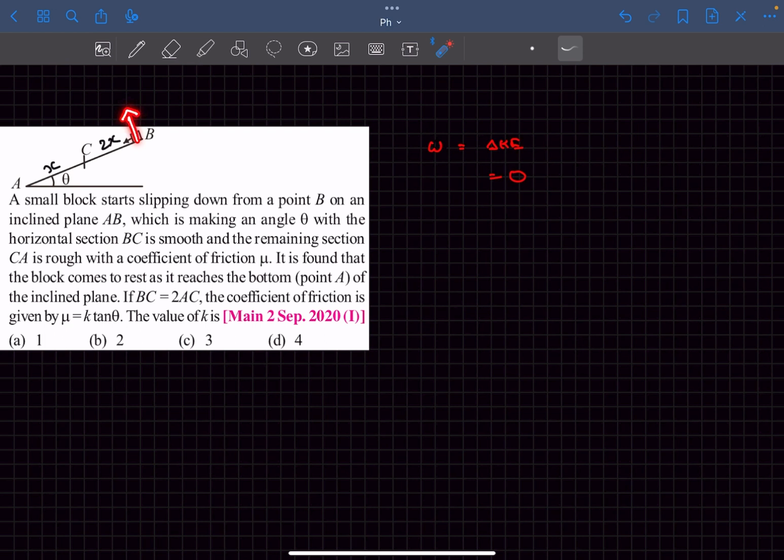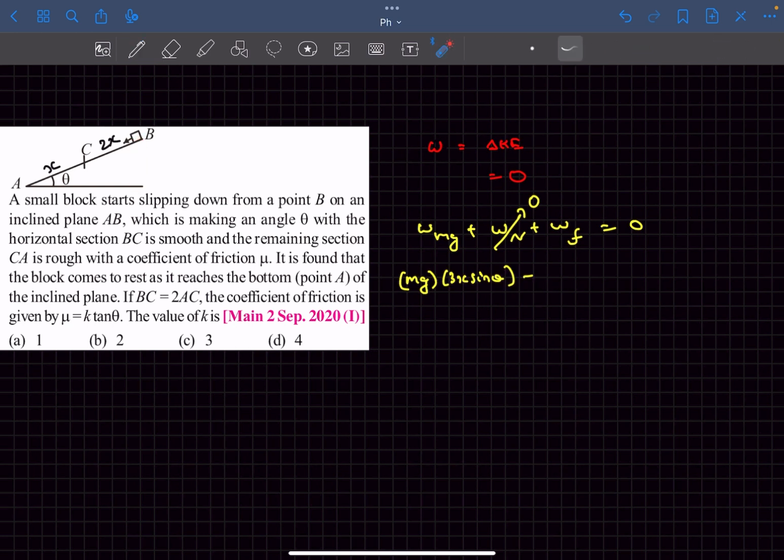The normal will not do any work because the displacement vector and the normal are perpendicular to each other. The work done by mg is mg multiplied by displacement in the direction of mg, which will be this height h. The work done by kinetic friction will start acting only when the block reaches C, and from this point kinetic friction will start to act, with magnitude f multiplied by x. So work done by normal would simply be 0. Work done by mg will be the force multiplied by the displacement. The displacement is this height, which is 3x sin theta.